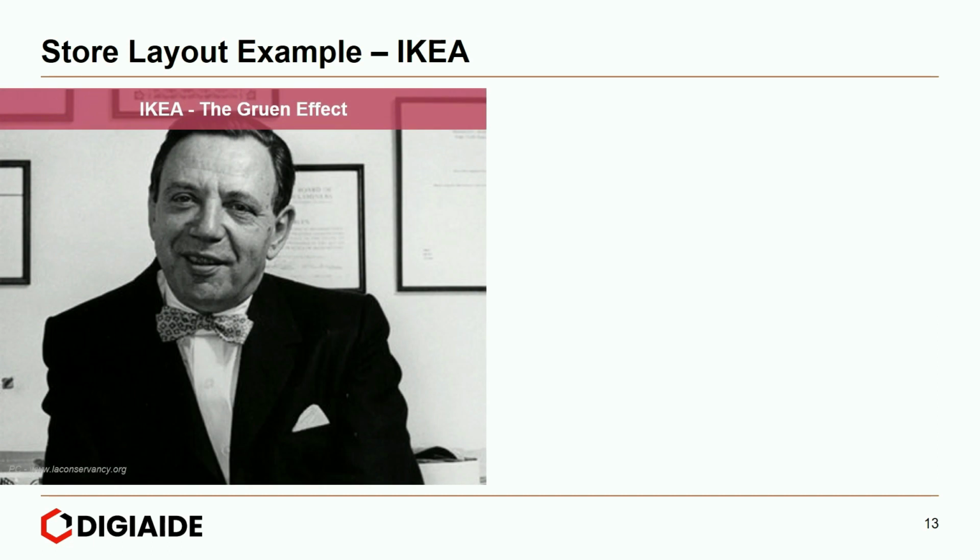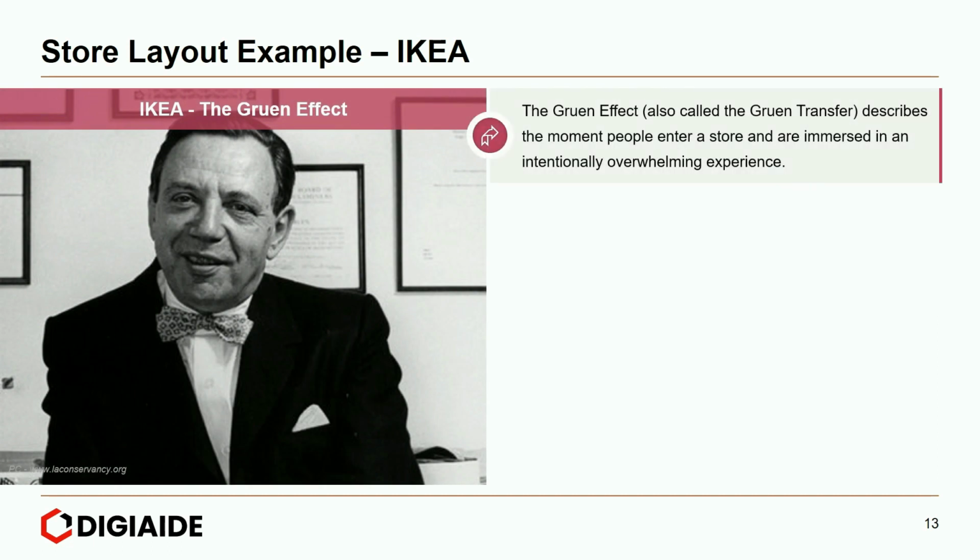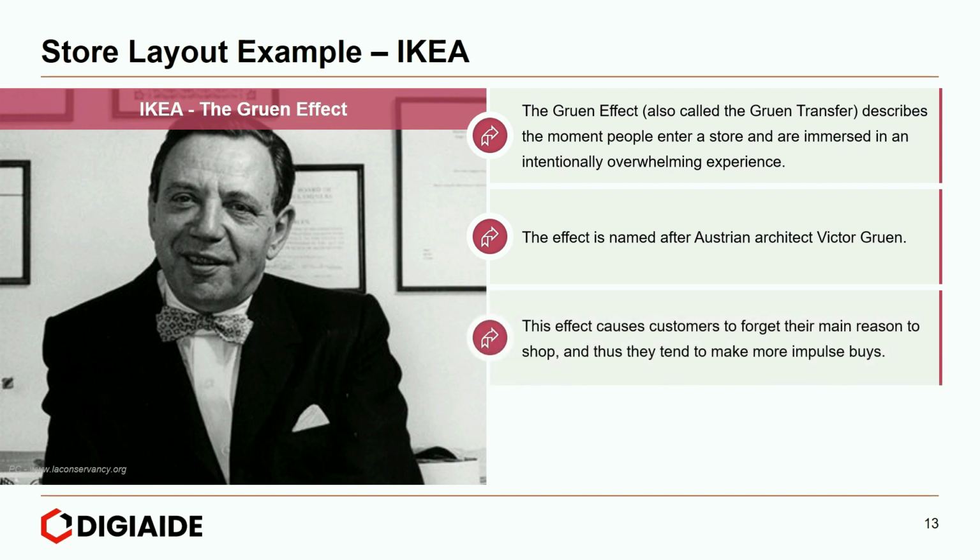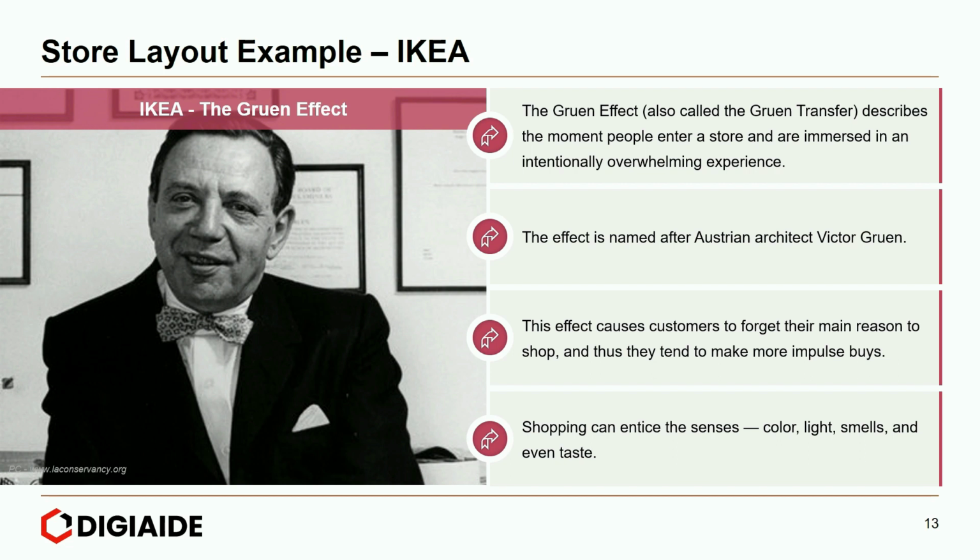Next, the Gruen effect. The Gruen effect, also called the Gruen transfer, describes the moment people enter a store and are immersed in an intentionally overwhelming experience. This effect is named after Austrian architect Victor Gruen. This effect causes the customers to forget their main reason to shop, and thus they tend to make more impulse buys. Shopping can entice the senses: color, light, smell, and even taste.